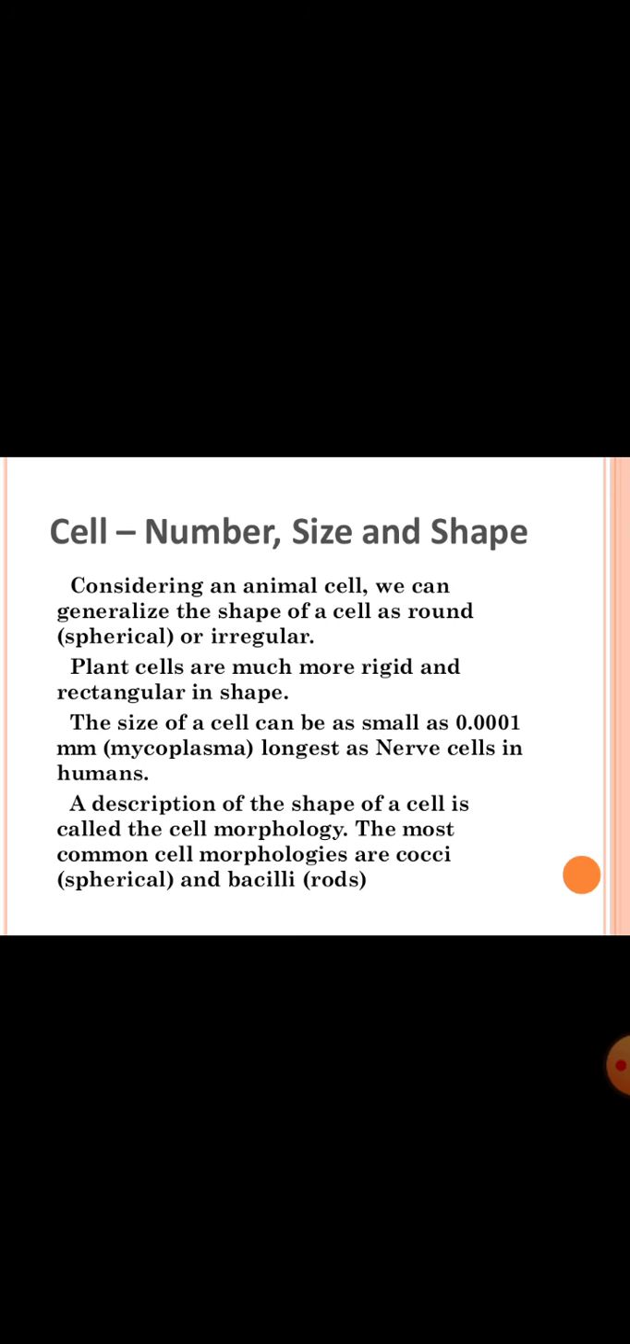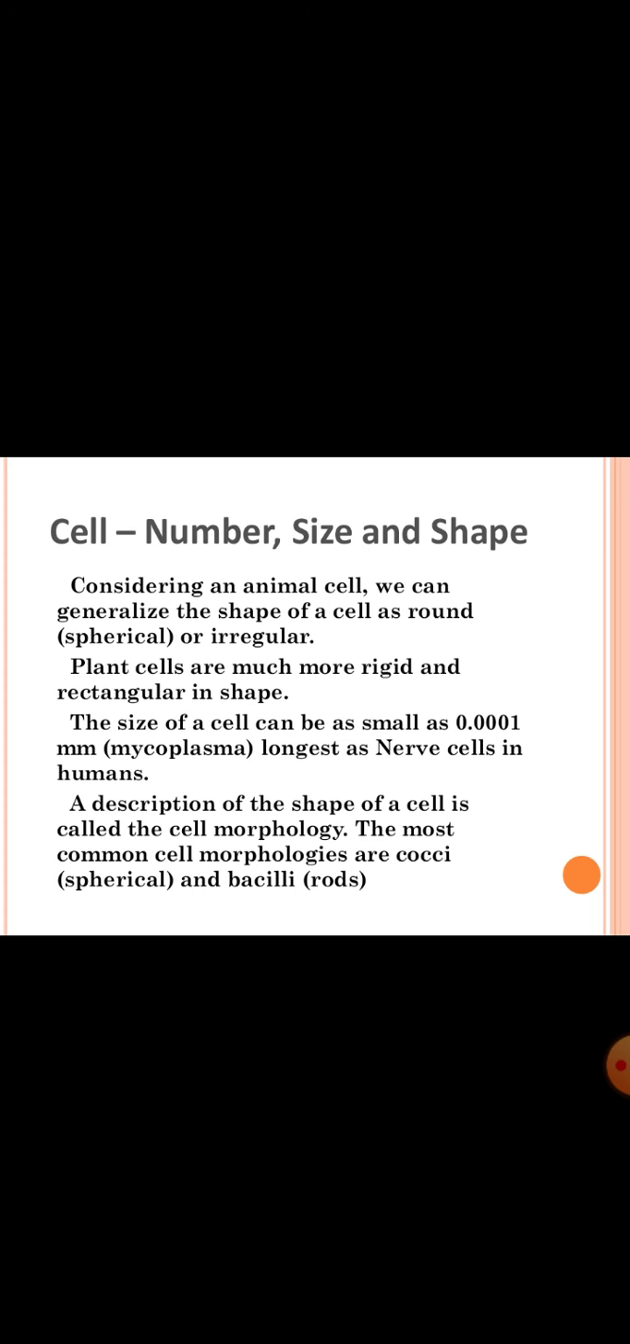Okay. The next topic is cell number, size and shape. Organisms may have one cell or many cells in their bodies. Depending upon the number of cells, they may be unicellular if there is only one cell present, or multicellular if more than one cell is present in the organism. Bacteria, yeast, and paramecium are unicellular organisms because they are made up of only one cell, and most plants and animals as well as human beings are made up of billions of cells. It means they are multicellular organisms.